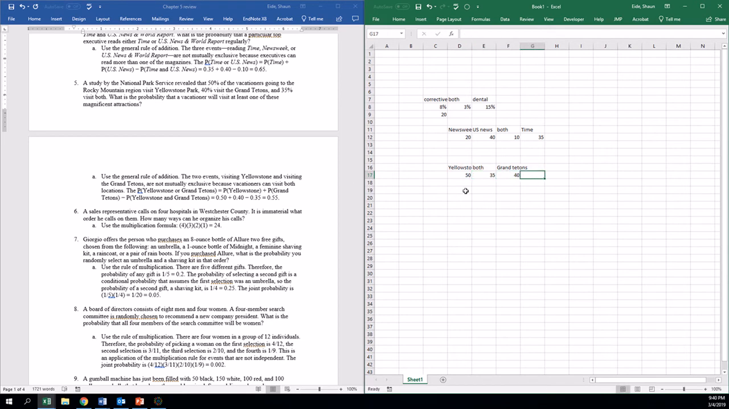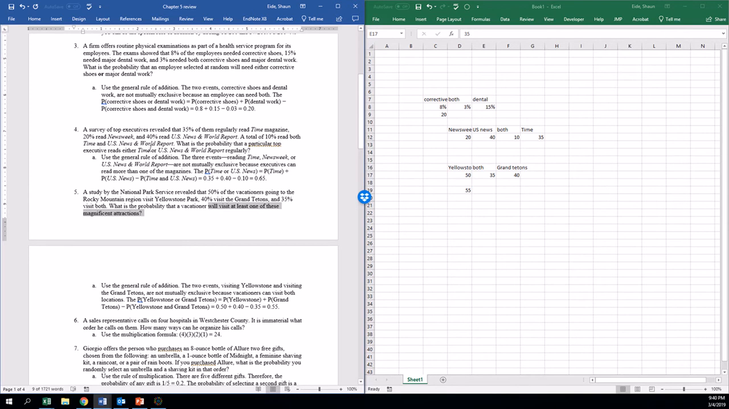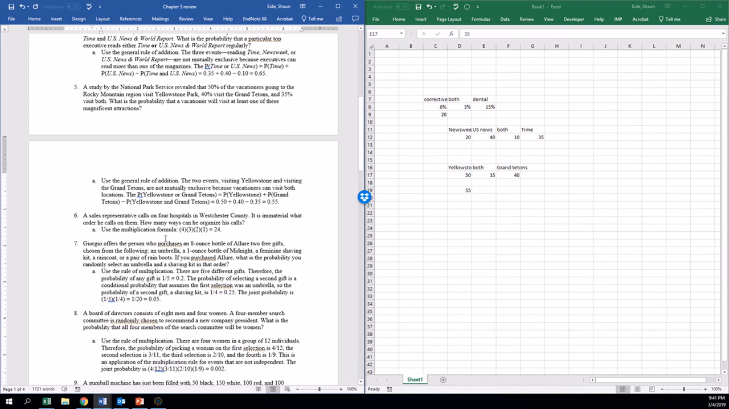So 50% visit Yellowstone Park, 40% visit the Grand Tetons, and 35% visit both. In order to do this, what is the probability that a vacationer will visit at least one of these two magnificent attractions? You do 50 plus 40 minus 35, which gives you 55%. So we added Yellowstone and Grand Tetons, and then we subtracted the both. Notice the word "or" up here. At least one is the same as "or", and these are all using the rule of addition.